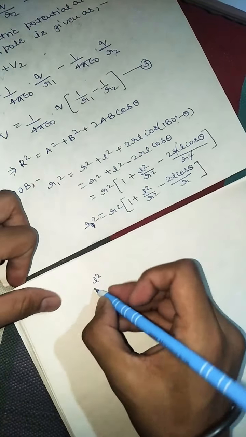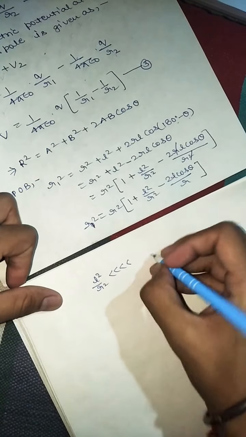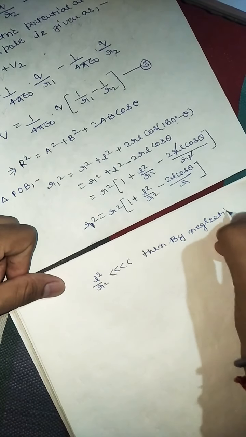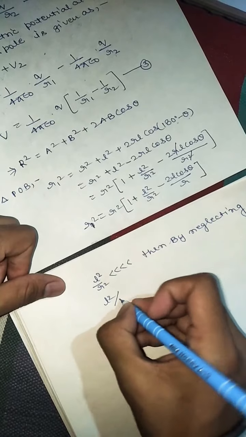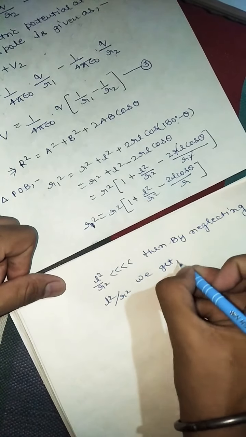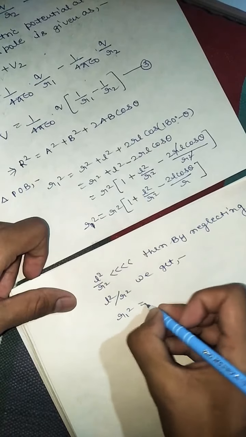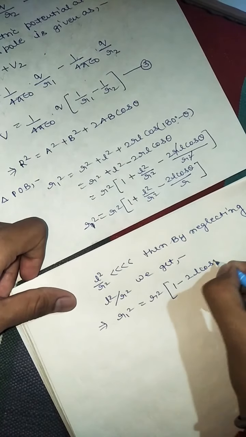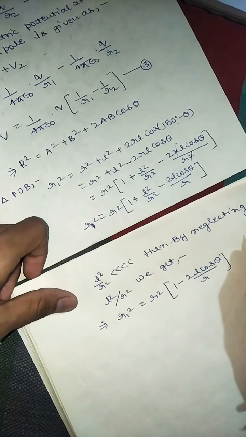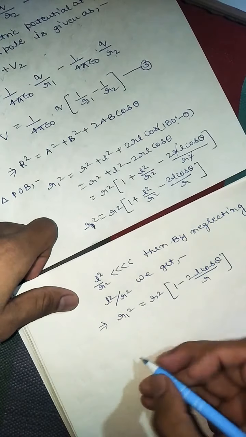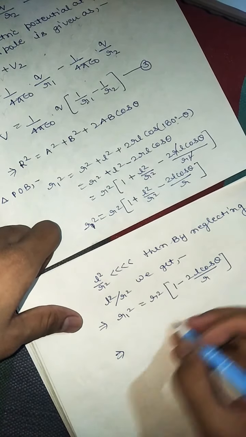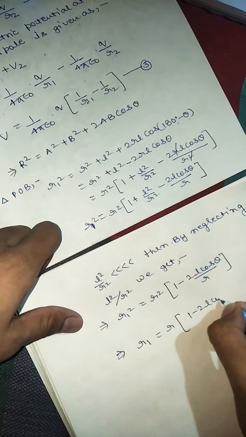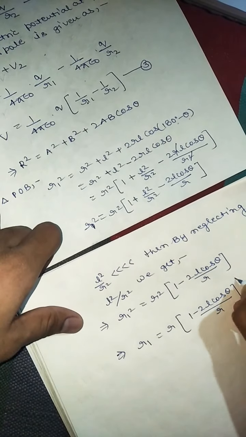Moving further, if we consider l square a very small quantity, then l square upon r square would be even smaller. By neglecting l square upon r square, we get r1 square equal to r square times 1 minus 2l cos theta by r. But what we need is 1 upon r1. So for this, we take the square root on both sides. So r1 becomes r times 1 minus 2l cos theta by r to the power 1 by 2.